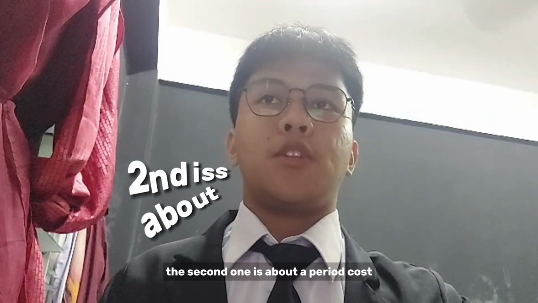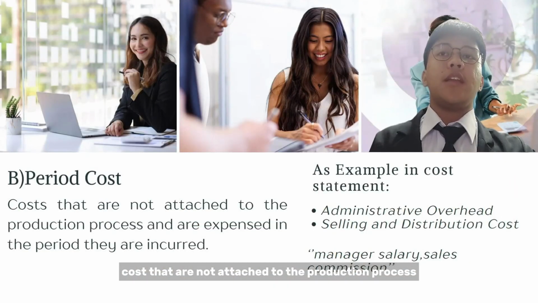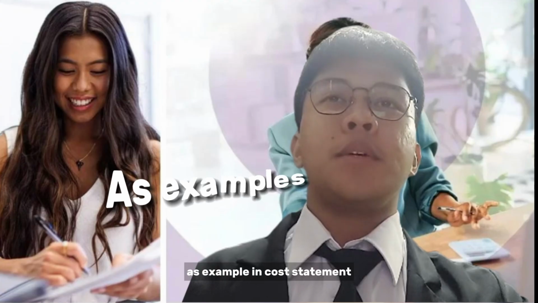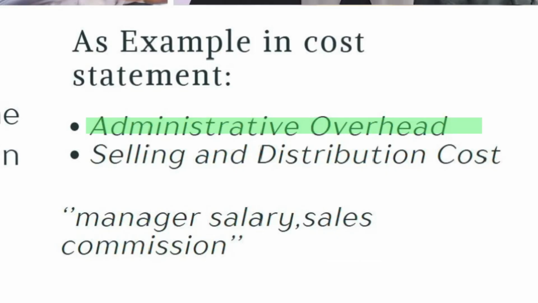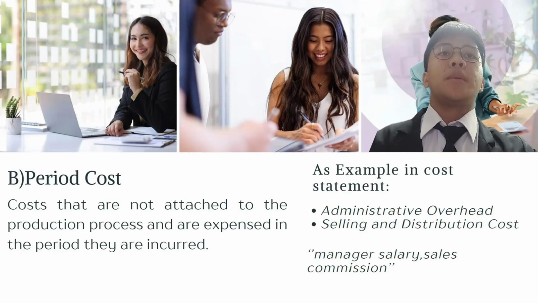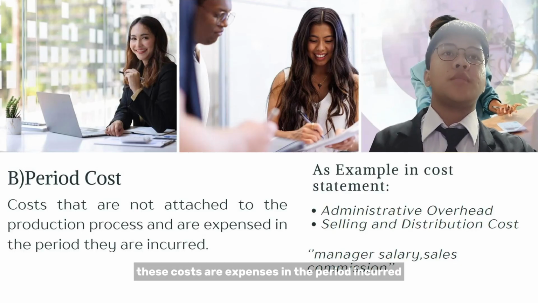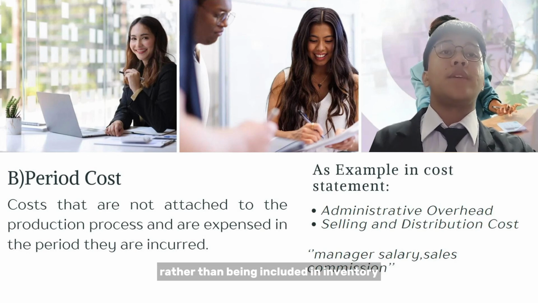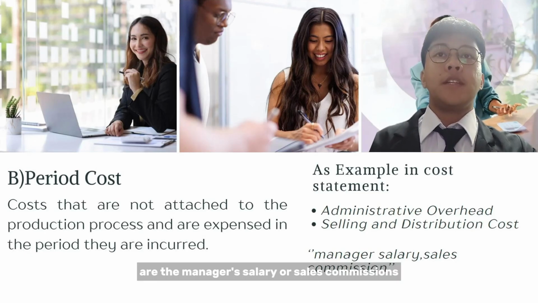The second one is period costs. These are costs that are not attached to the production process and are expensed in the period they are incurred. As examples in the cost statement, there are administrative overheads and selling and distribution costs. Period costs are expenses that are not tied to production. These costs are expensed in the period incurred rather than being included in inventory or product costs. Examples are the manager's salary or sales commissions.